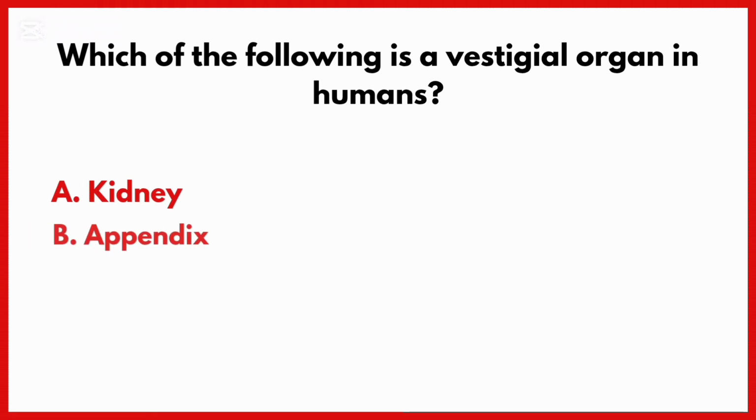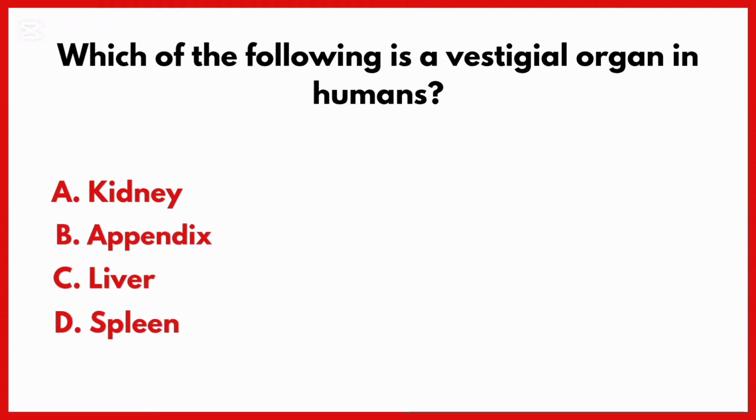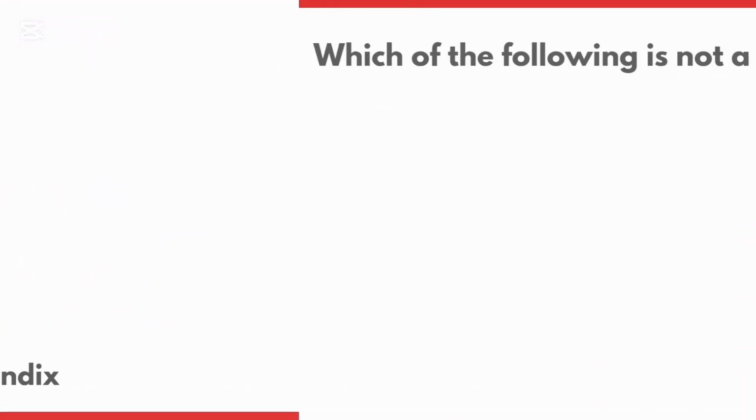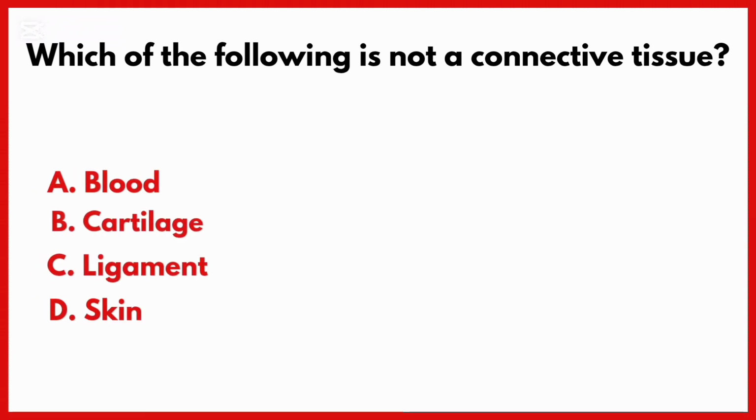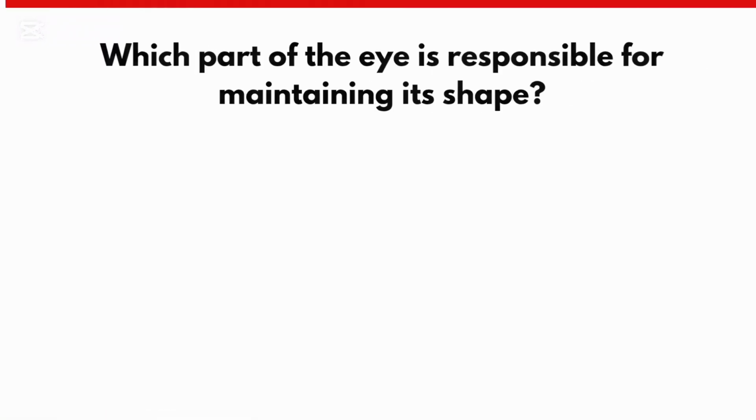Which of the following is a vestigial organ in humans? Correct answer is option B, appendix. Which of the following is not a connective tissue? Correct answer is option D, skin is not a connective tissue.